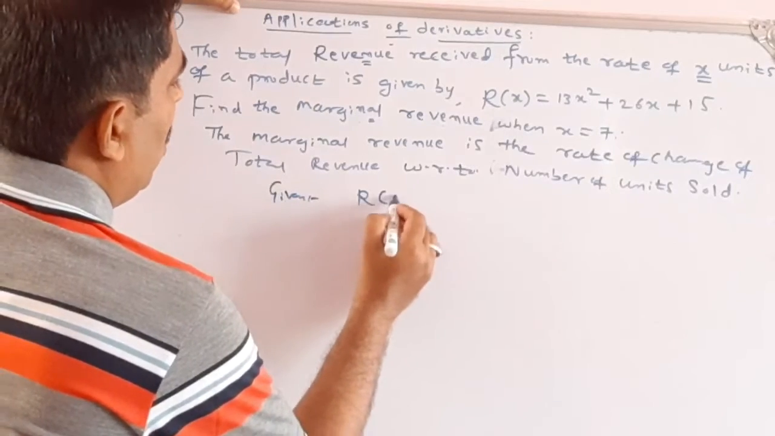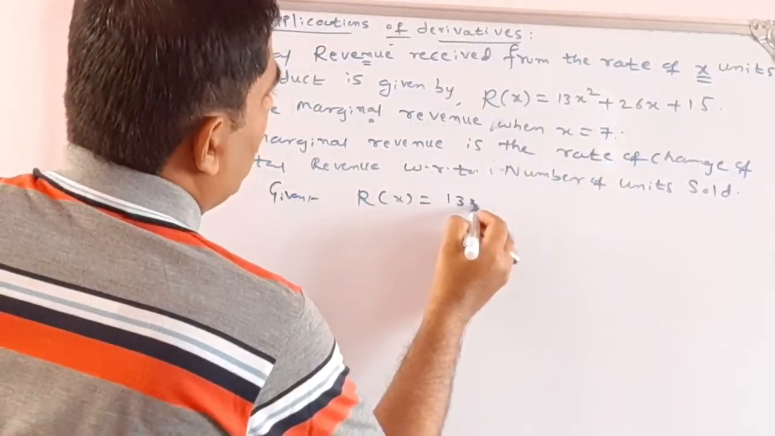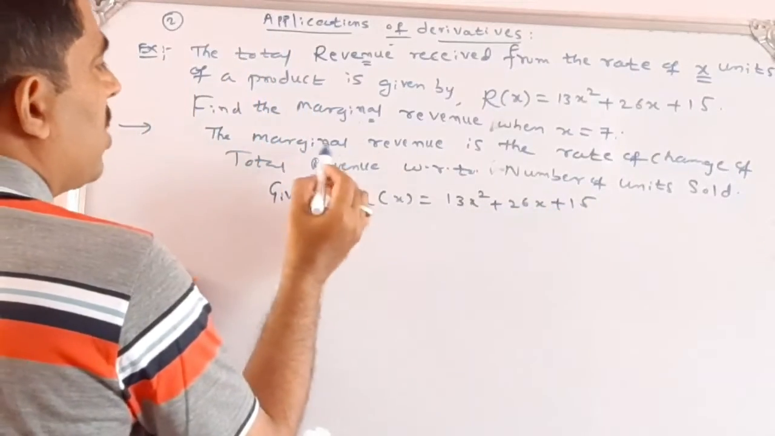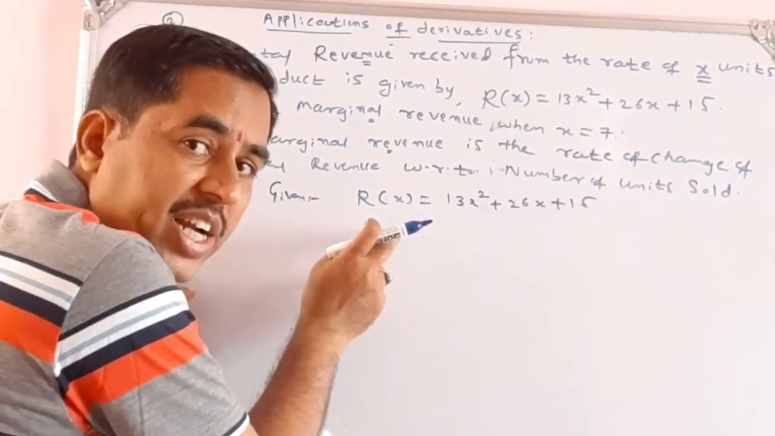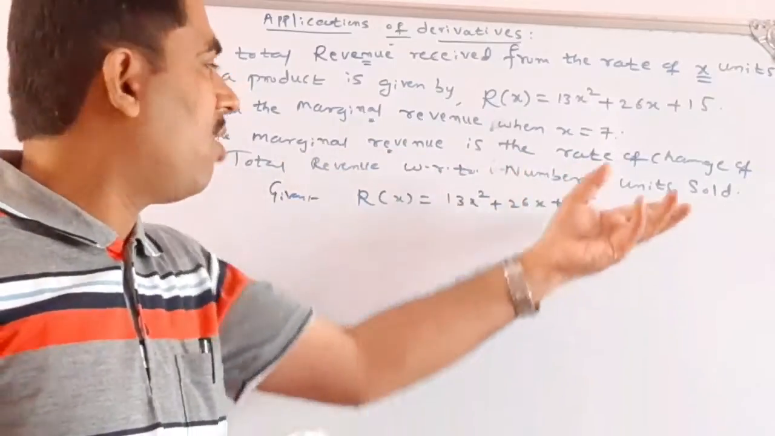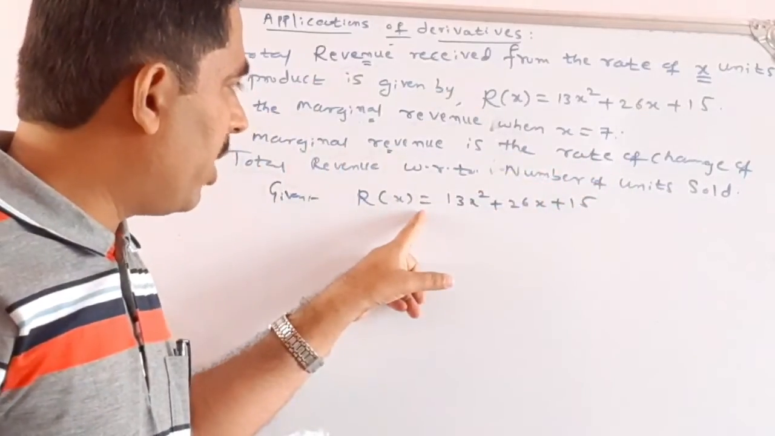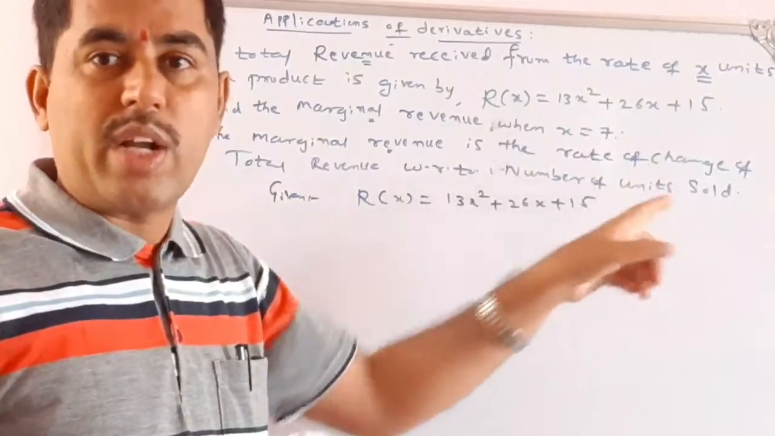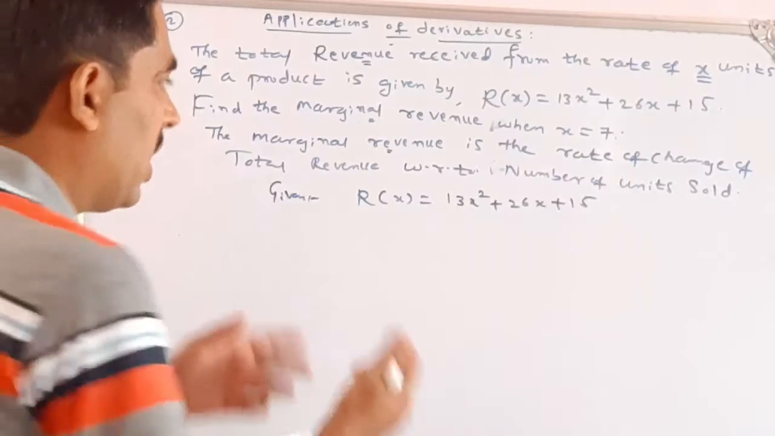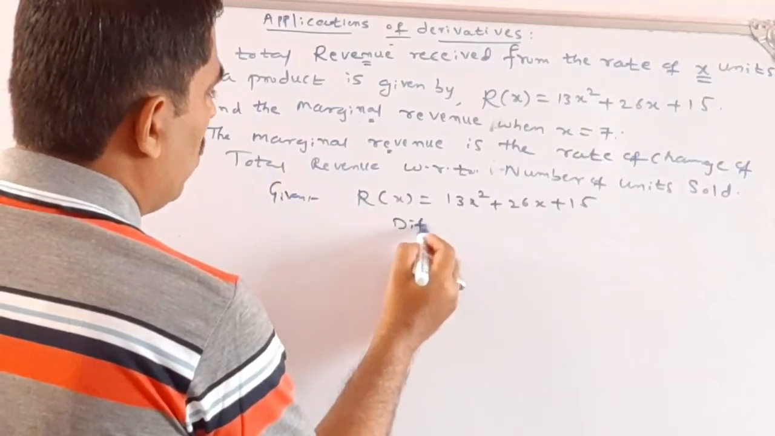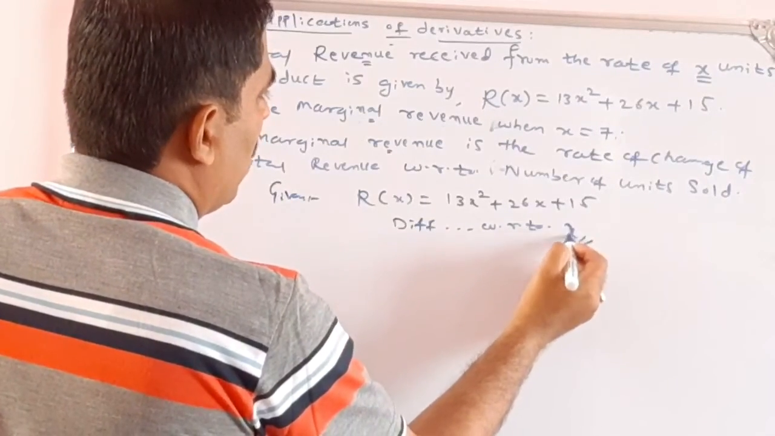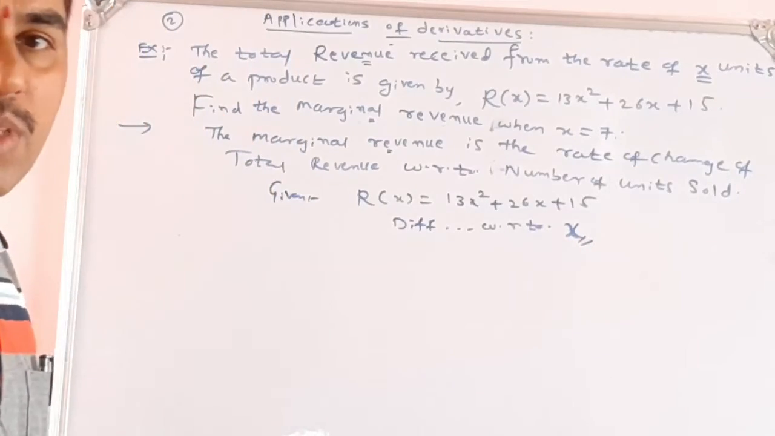Given is total revenue received, that is given as 13x square plus 26x plus 15. We have to find marginal revenue. Marginal revenue means we have to differentiate it with respect to x. That is written in words: marginal revenue is nothing but the rate of change of total revenue with respect to x, where x means number of units sold here. So we used to write, differentiate with respect to x on both sides.